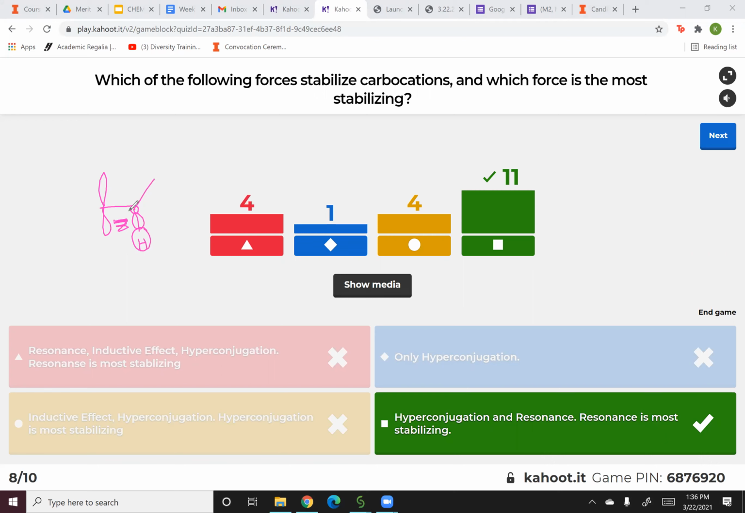The same, well, not necessarily the exact same, but a very similar idea is true with resonance. But with resonance, we're actually able to push whole electrons into those p orbitals. Why does the inductive effect not stabilize carbocations?